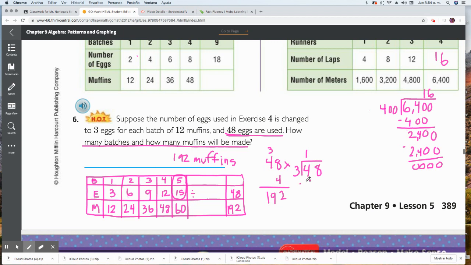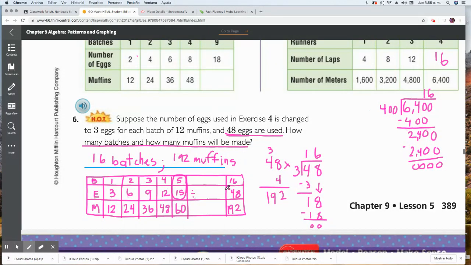I know that 3 times 1 is 3, which is less than 4. 4 minus 3 is 1. Bring down the 8. What number times 3 equals 18? 6 times 3 equals 18. And then I subtract, and no remainders. So the number of batches would be 16. 16 batches and 192 muffins.